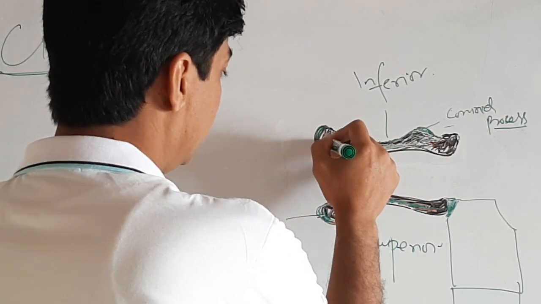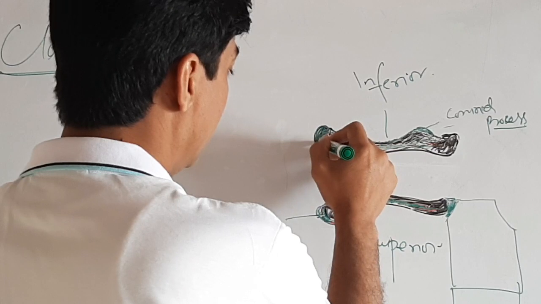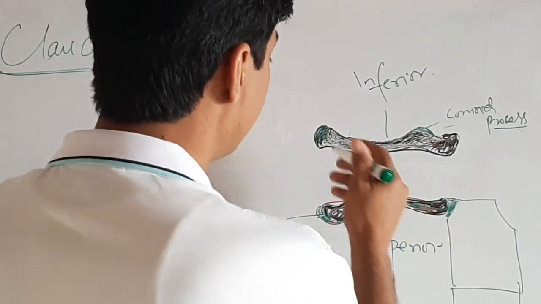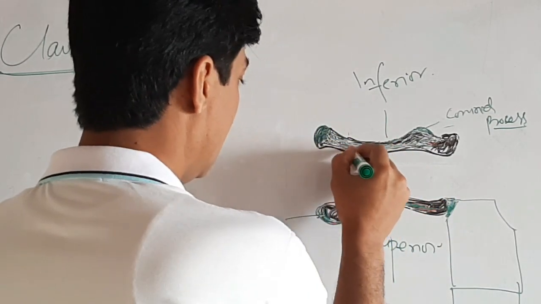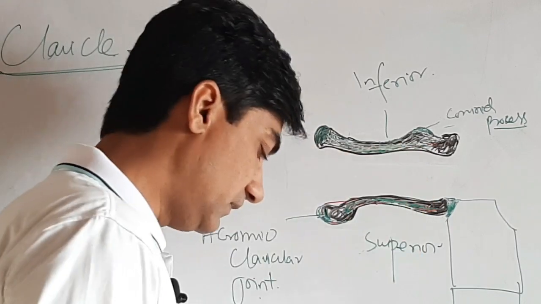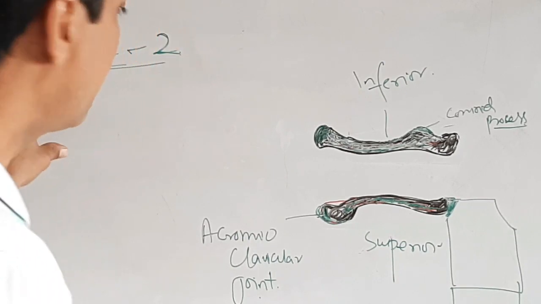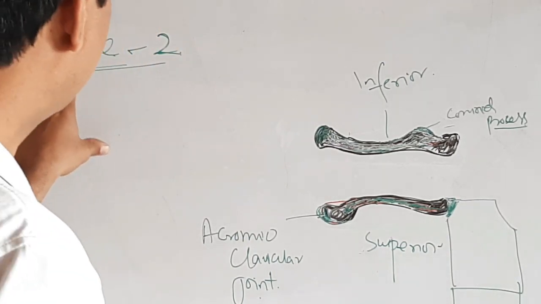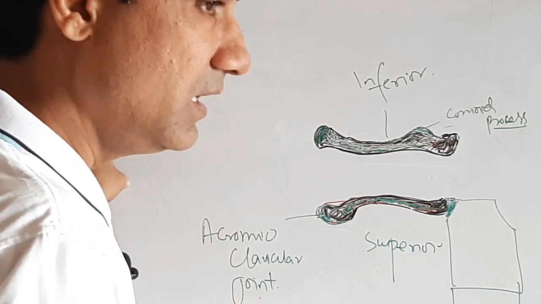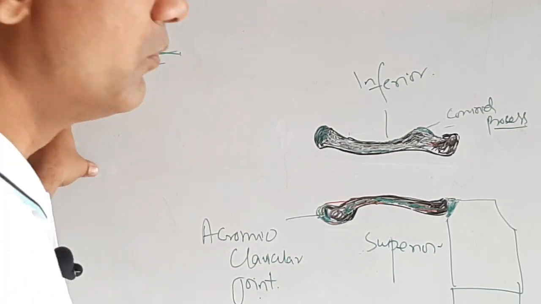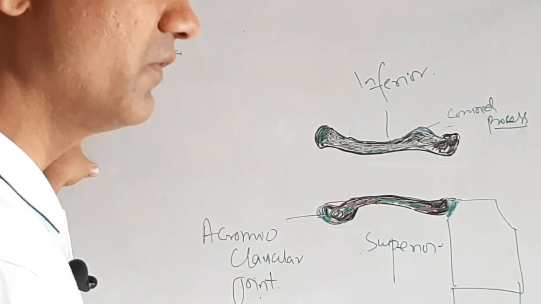The clavicle is the only bone that attaches with the scapula and forms joints both laterally and medially, and it forms the apex of the shoulder. This is the clavicle. One more feature: because the clavicle is loosely associated at the acromioclavicular joint, it is easily dislocated. It is also mostly fractured because it lies near the surface of the body.